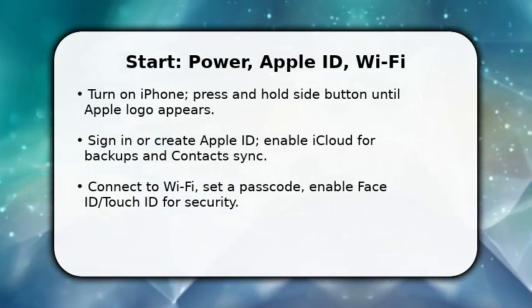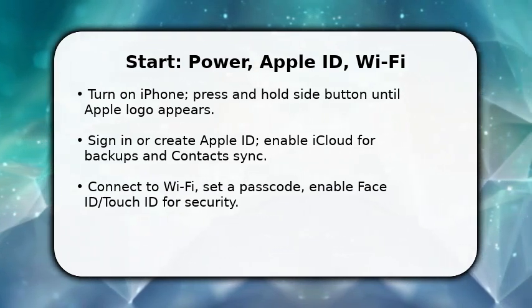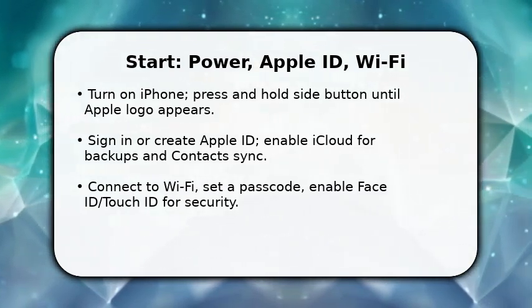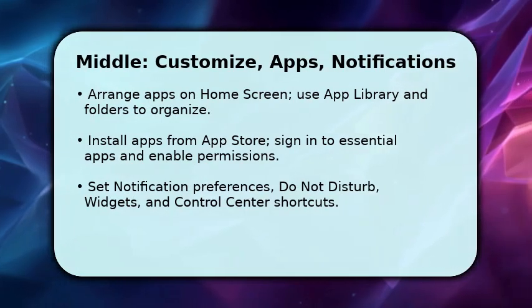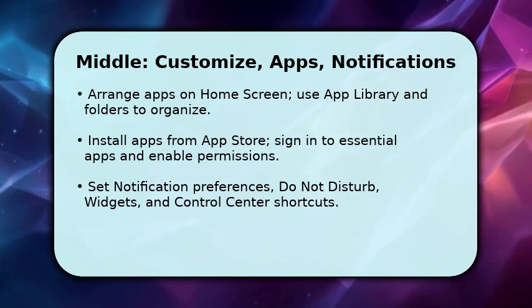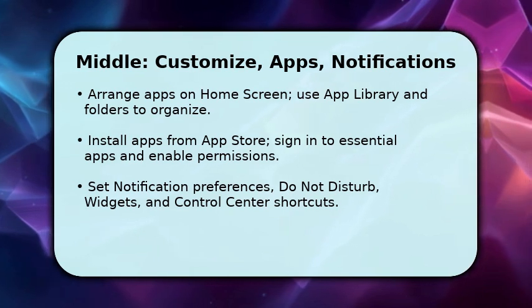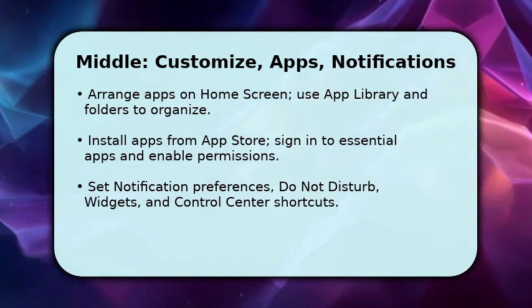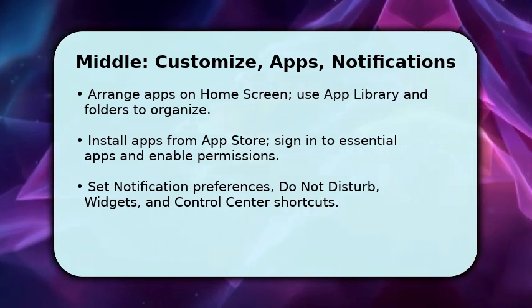You'll also enable iCloud backups so data saves automatically. This is essential before installing many apps or transferring from an old device. Now customize how you interact with the iPhone, rearrange apps, create folders, and rely on the app library to hide clutter. Once you download apps from the App Store, sign in and grant only necessary permissions like location or camera. This preserves privacy and battery.